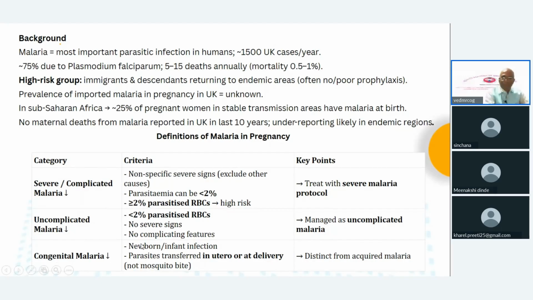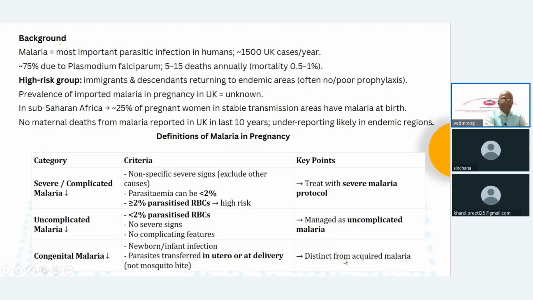The third is congenital malaria. Congenital malaria is a newborn or infant infection, where parasites are transferred in utero or at delivery. It is not transmitted by mosquito bite and is distinct from acquired malaria.